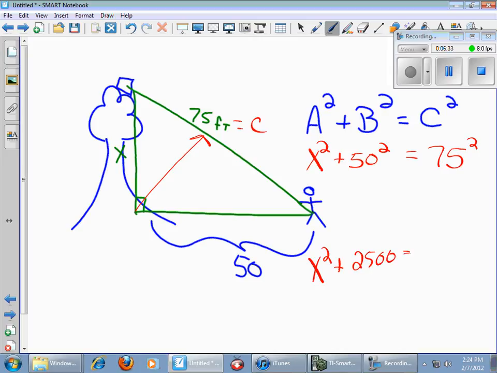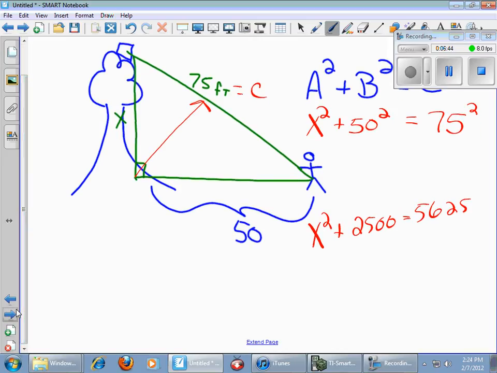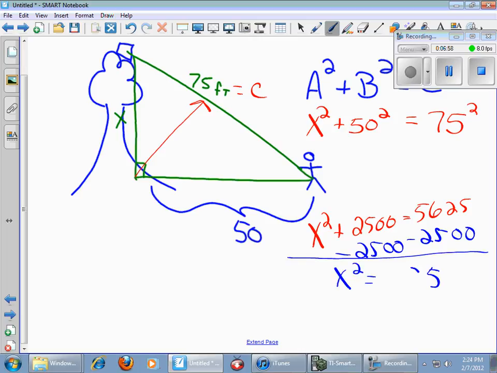I squared 50. 75 times 75, well, 7 times 8 is 56, so it's 5,625. Just a little trick I know for squaring two-digit numbers that end in 5. To get x squared alone, go ahead and subtract 2,500. And we get x squared equal to 3,125. I'm not done.